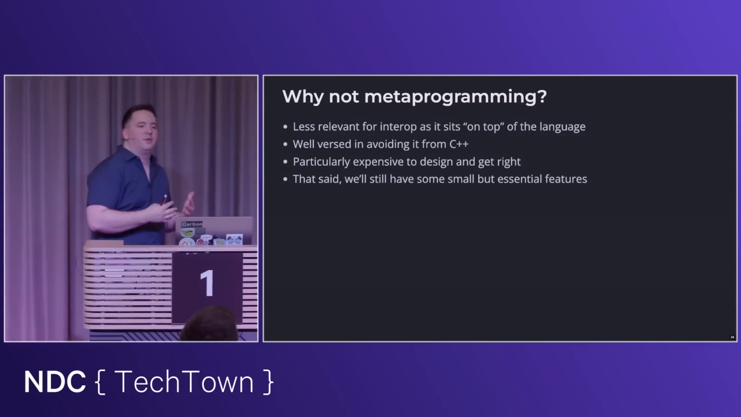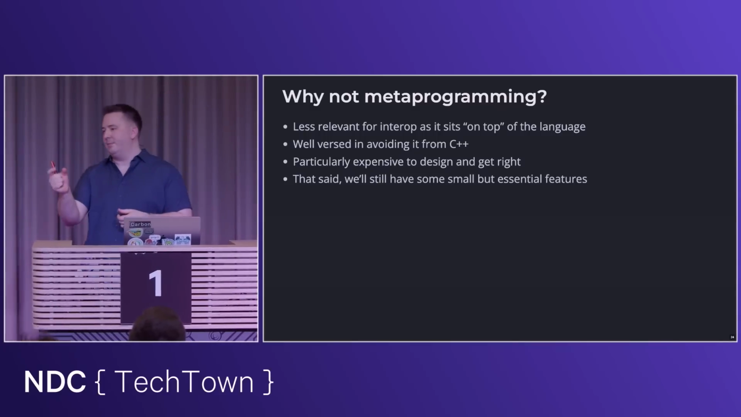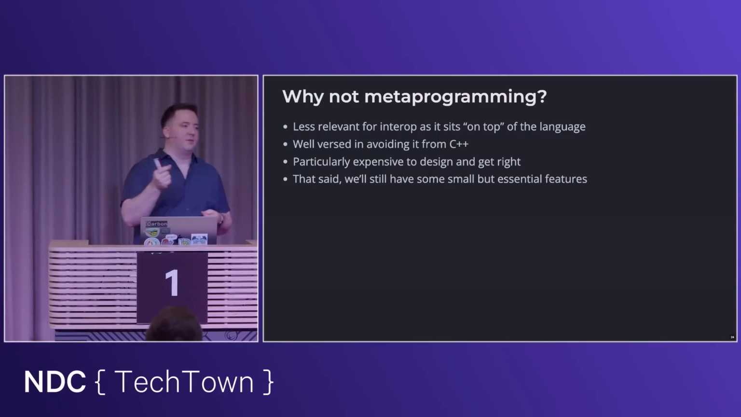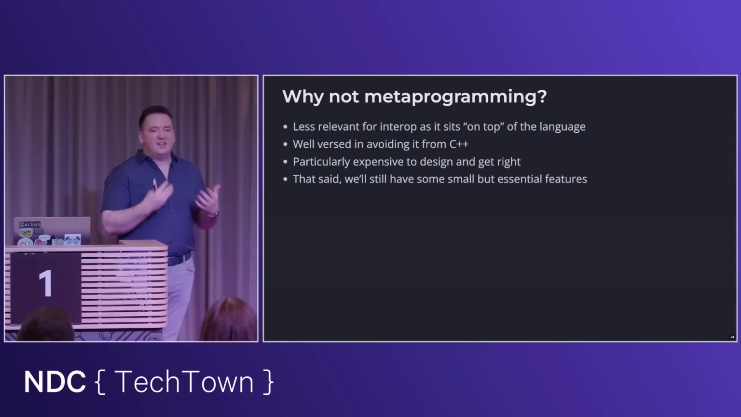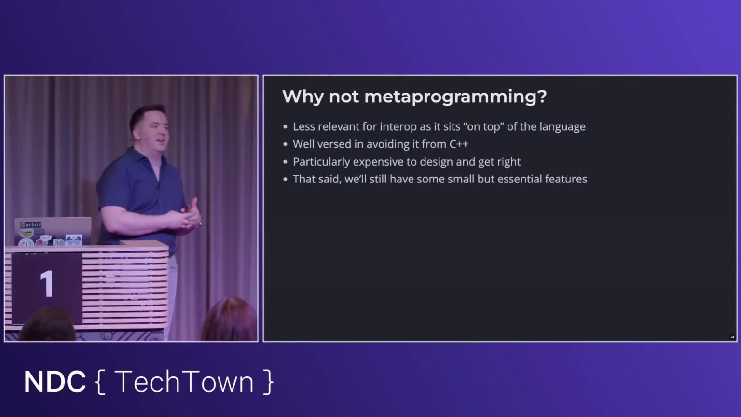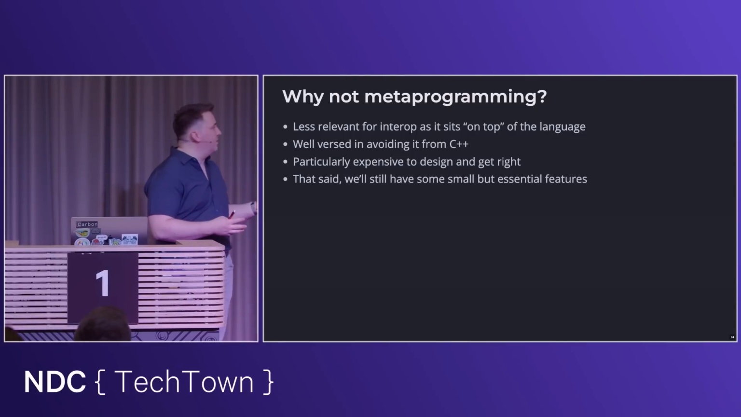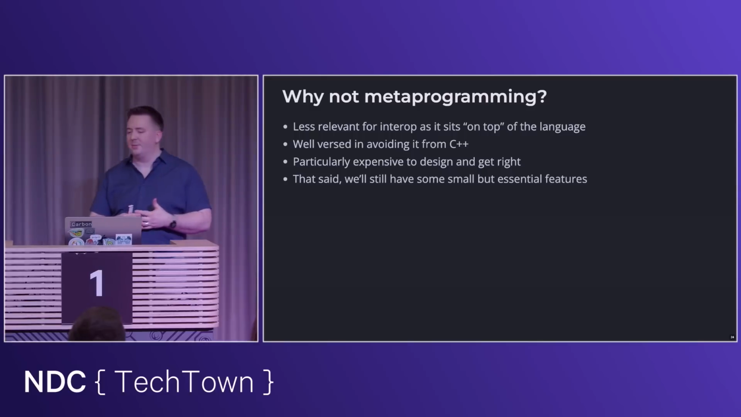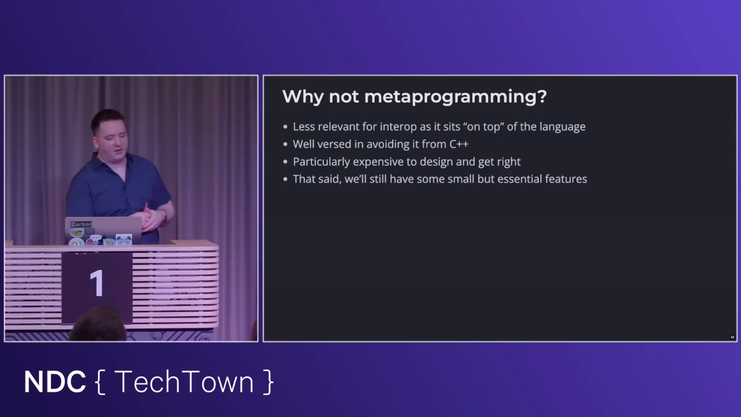So metaprogramming is maybe the easier of these, right? It's not as relevant for interop as you would think. You typically don't have a lot of metaprogramming on your API boundaries. It tends to be something that's more inside of your implementation. And so that makes it a little bit easier for us to not include it when we're looking at an interop-focused 0.1. We're also pretty well versed at avoiding the reflection side of metaprogramming in C++ because most folks haven't had it. It's only just coming into the standard.